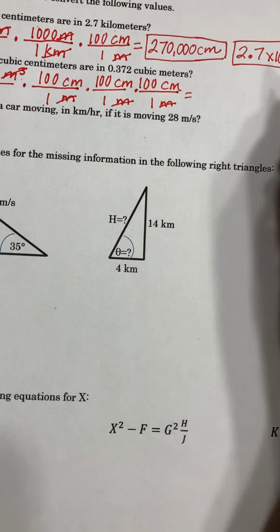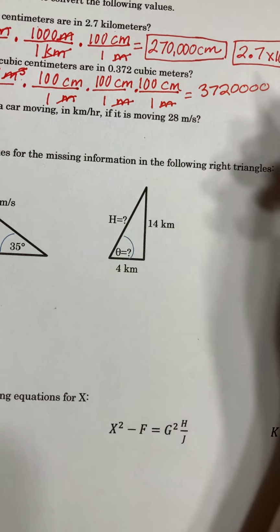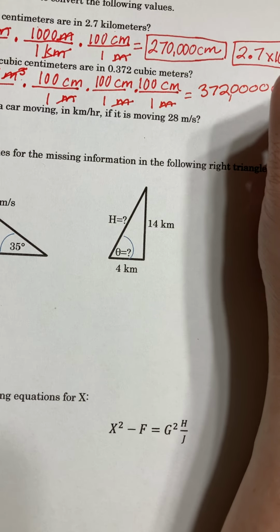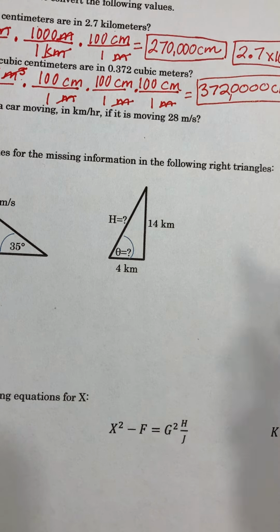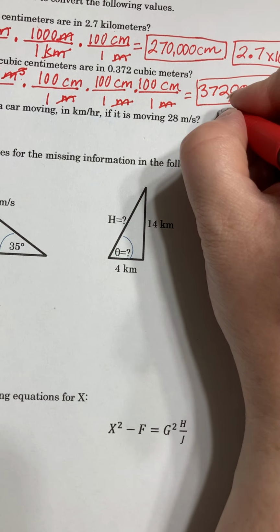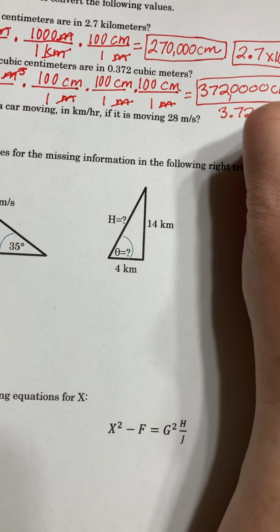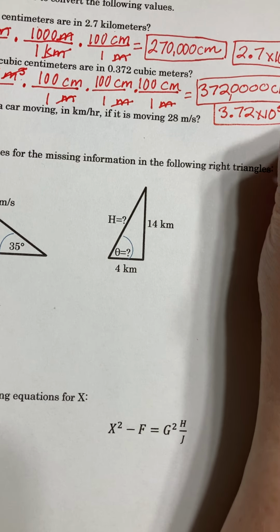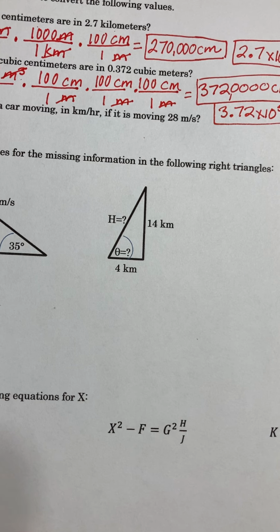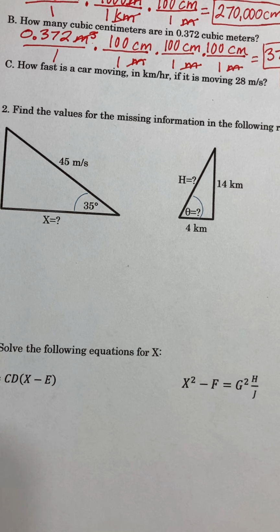So that one comes out to 372,000. So again, you can use it like this, or if you want to put it in scientific notation, it's going to be 3.72 times 10 to the 5th cubic centimeters. So again, either one's fine, just depends on which one you like better. The other one people tend to have trouble with, which by the way, I picked the hardest ones here, so no worries if you had trouble with some of these.